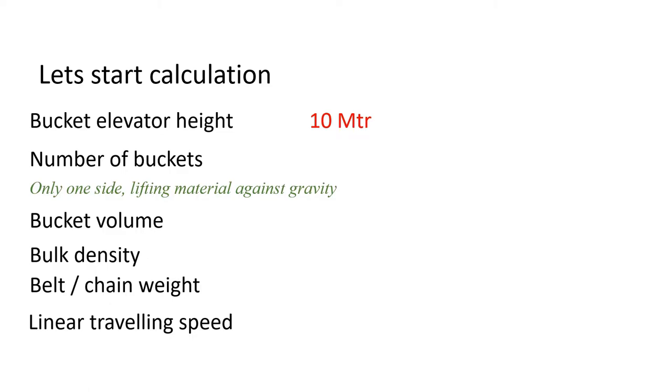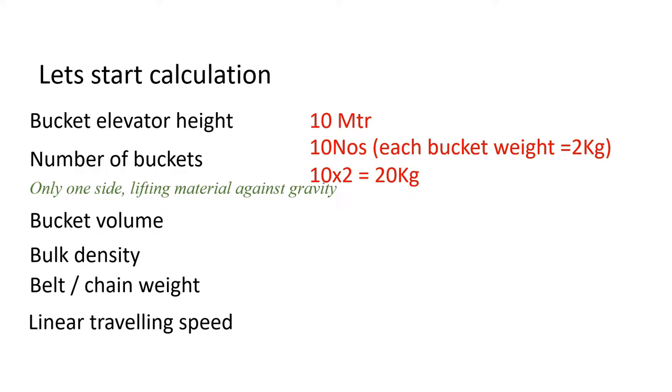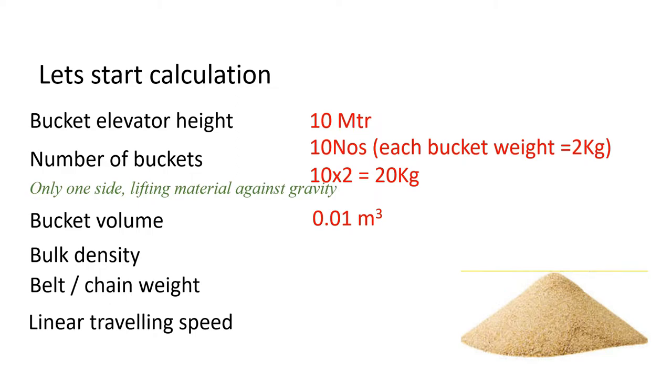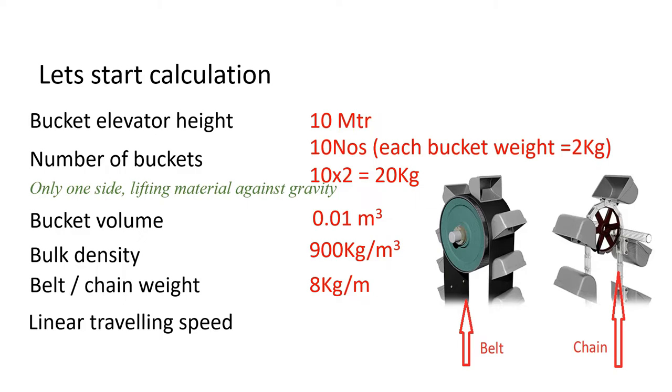For example, we have the elevator height is 10 meter and the number of buckets we have 10. Each bucket weight we have 2 kg and the total weight we have 20 kg. This is only one side elevator, and we need the bucket volume. And you can see in the sketch, you can calculate in the bulk density. And we have the bulk density 900 kg per meter cube, and the belt weight or its chain, whatever it is, let's assume it's 8 kg per meter. Last, we have the linear speed. This is standard, it's 1.1 meter per second.